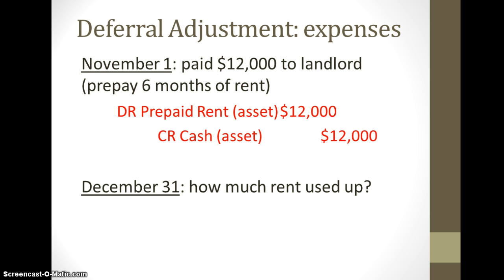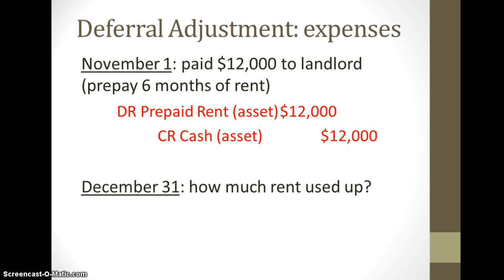So what happens when we get to the end of the accounting period? Let's say that that's December 31st. We have to figure out how much rent we've used up. So let's think about this. We paid them rent for 6 months in advance on November the 1st. When we get to December 31st, then we would have used up 2 months of rent. So we know we've used up 2 months of rent, and now we can record 2 months of rent expense.